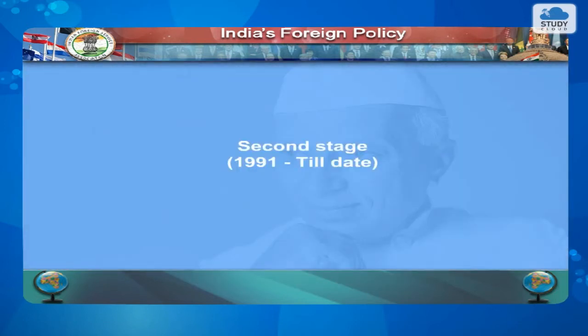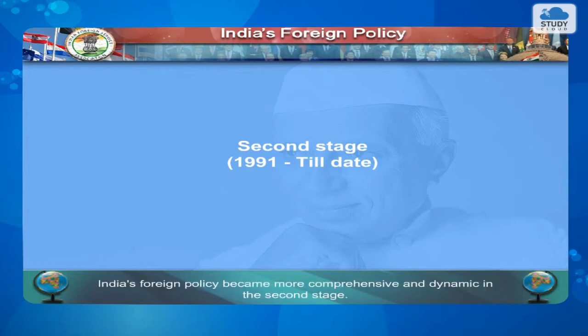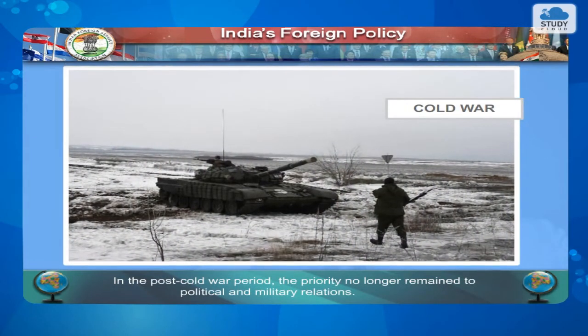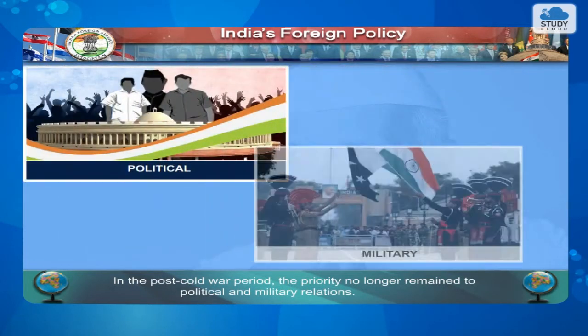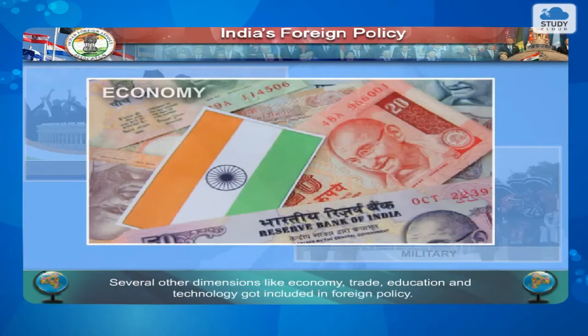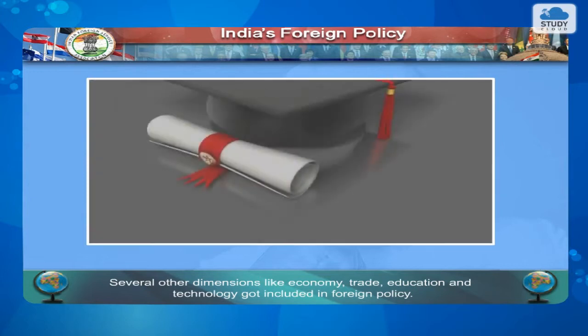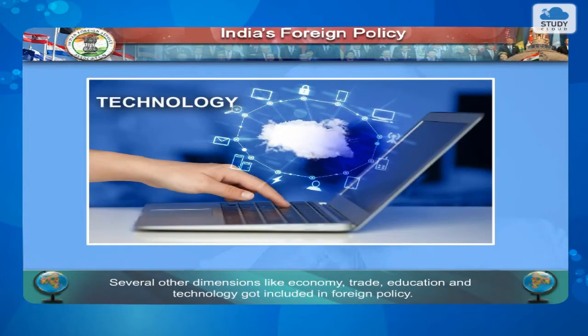Second stage, 1991 till date. India's foreign policy became more comprehensive and dynamic in the second stage. In the post-Cold War period, the priority no longer remained to political and military relations. Several other dimensions like economy, trade, education, and technology got included in foreign policy.